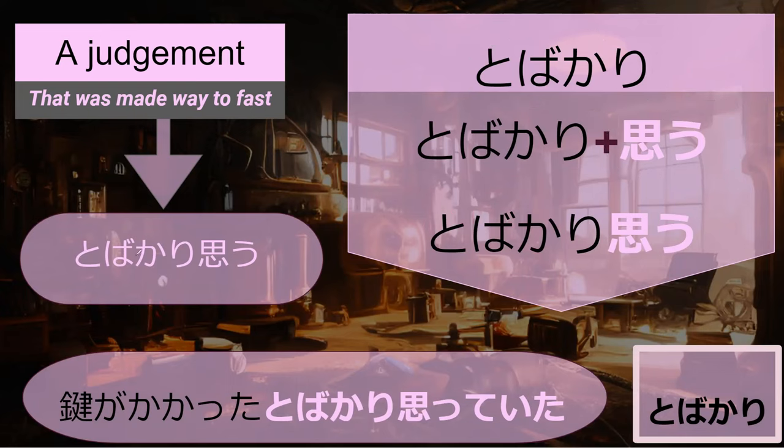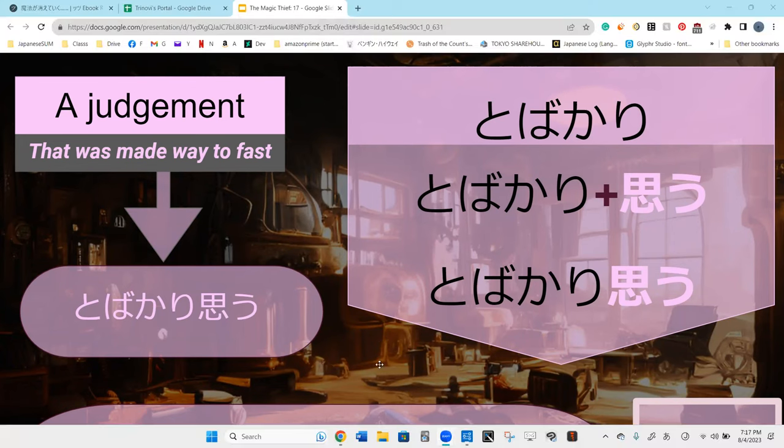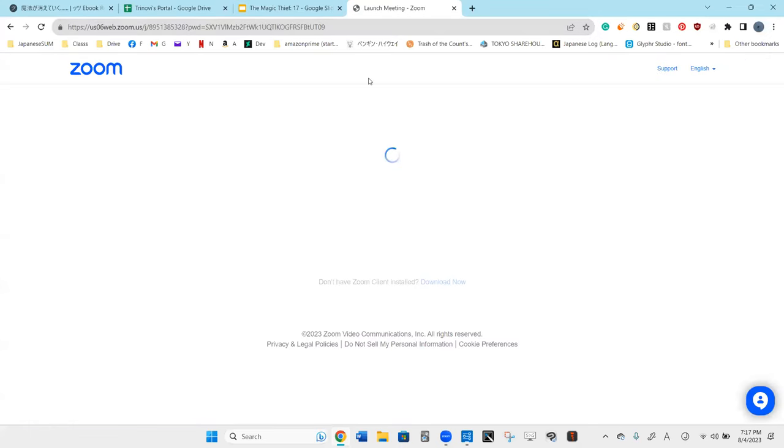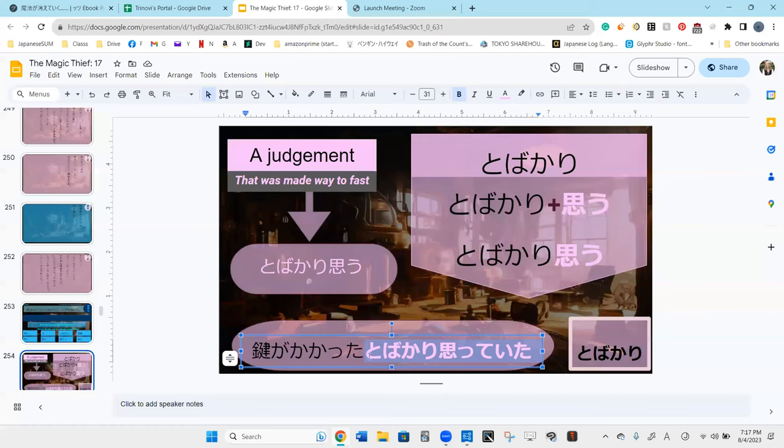Bonnie, quick question. Is this a grammar point in the N2 or N3 maybe? Tobakari, I think, is on the N2, N3. I think tobakari to omou might not be an official grammar point. Could be. I'd have to check to know for sure. I don't always know. That's weird. Well, I didn't copy it.